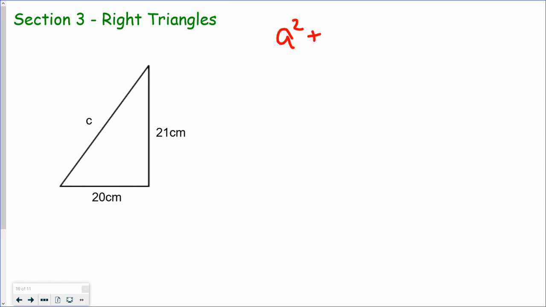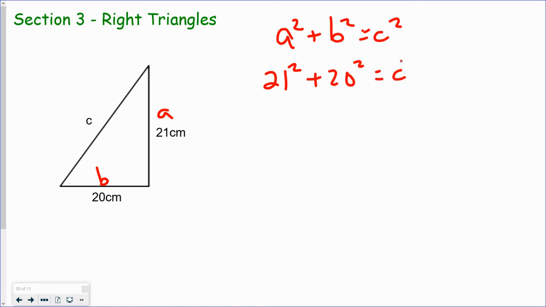A squared plus b squared equals c squared. Well, a and b, like I said, are the legs. Now, it doesn't matter if this one's a and this one's b, or if they're switched around. It really doesn't matter. So let's just go ahead and put 21 squared plus 20 squared equals c squared.